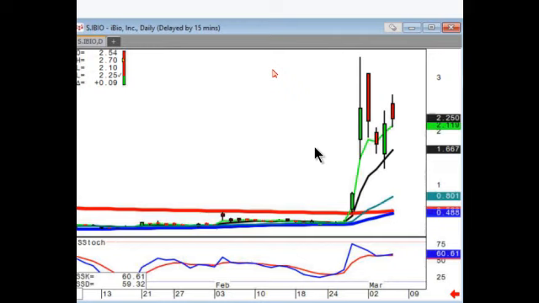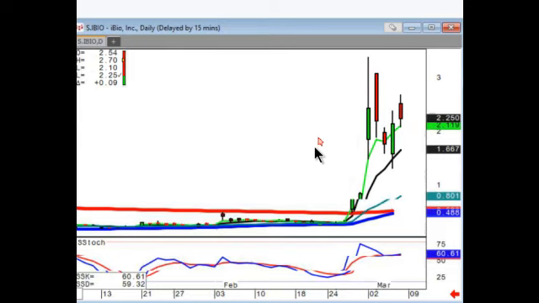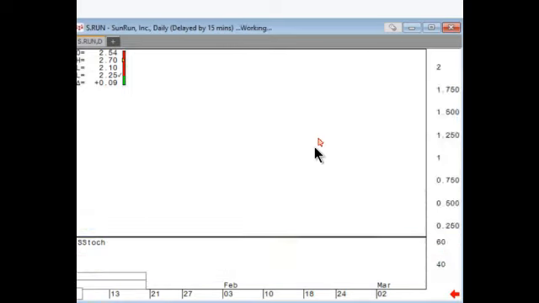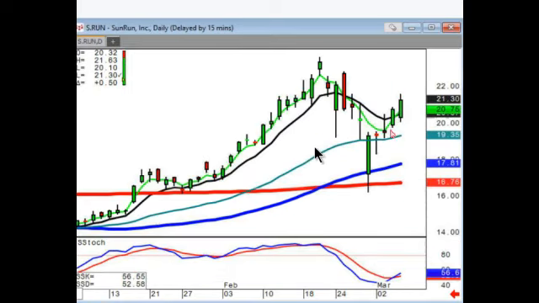IBIO needs to open positive and trade positive. If it trades back below today's low, that means you might now be stuck in a downward channel. Run was a pretty good chart today. There's that kind of double doji sandwich. So you stay long, just don't let this one close below the T-line.